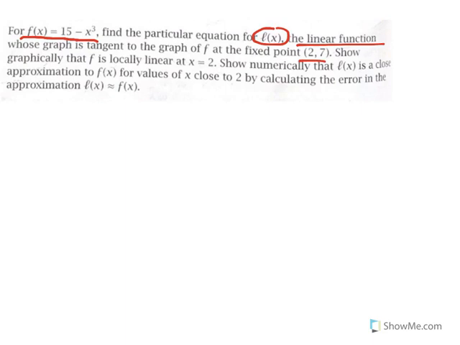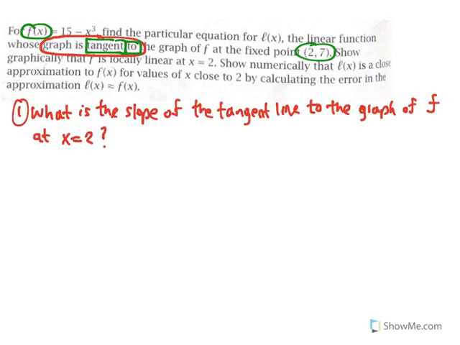So just focusing on that sentence, we want to focus on one particular word. Tangent, tangent to. So we have a graph that is tangent to the graph of f at this point. So our first question is, what is the slope of that tangent line? What is the slope of the tangent line to the graph of f at x is equal to 2?